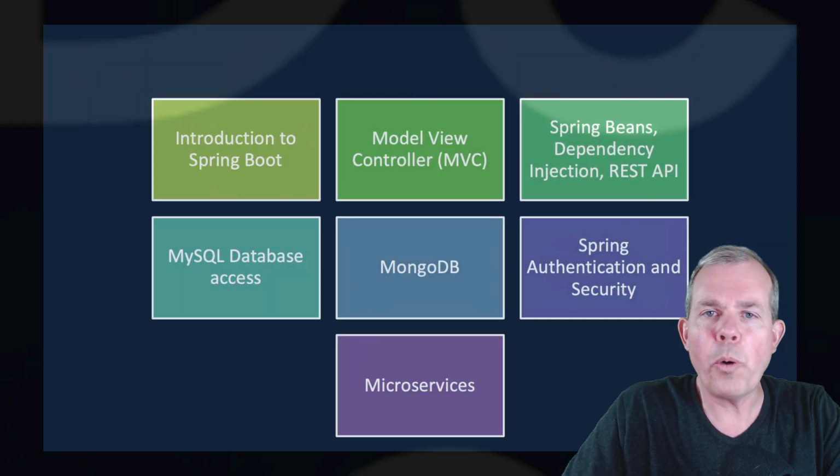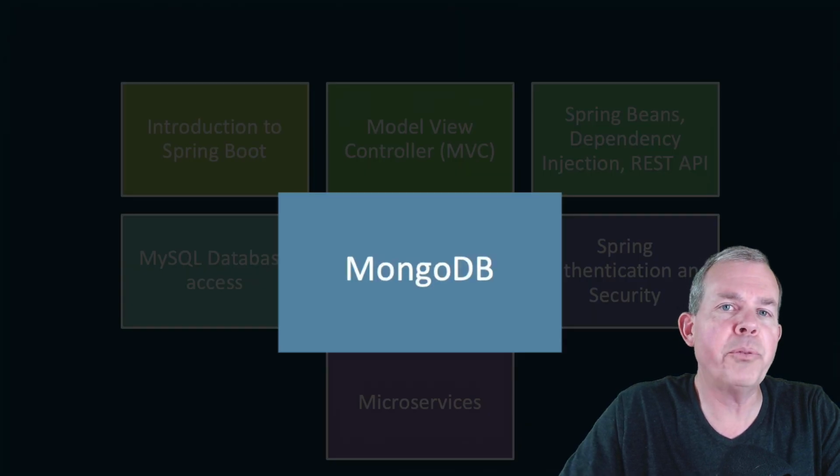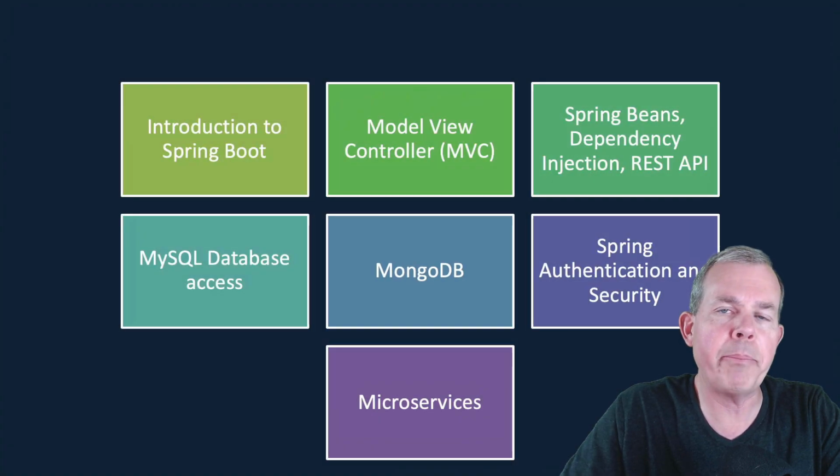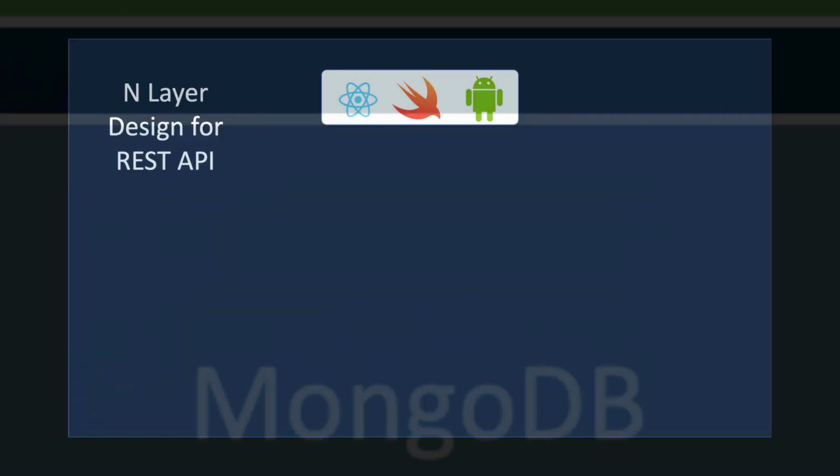This course has a whole bunch of pieces and we are on part 5. As you can see in the previous lessons, we've built an application, we've connected to a database, which is MySQL. In this video, we're going to transition the same application into MongoDB. Let's take a look at where we've been.